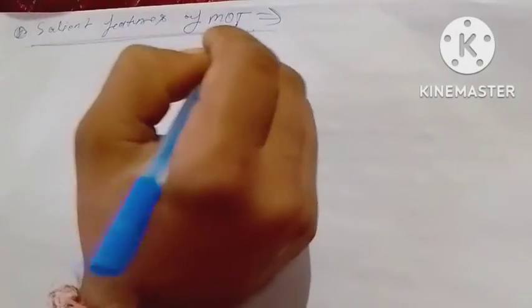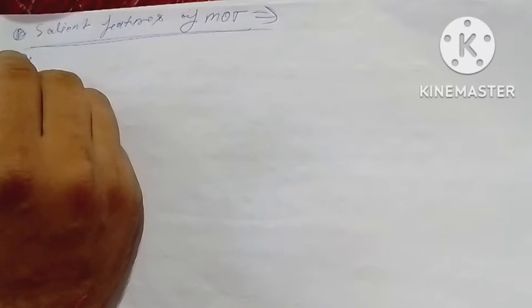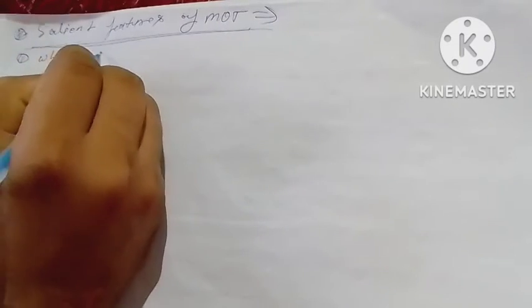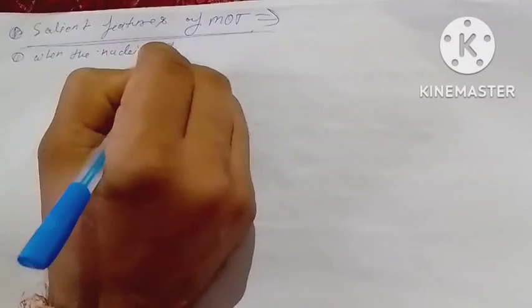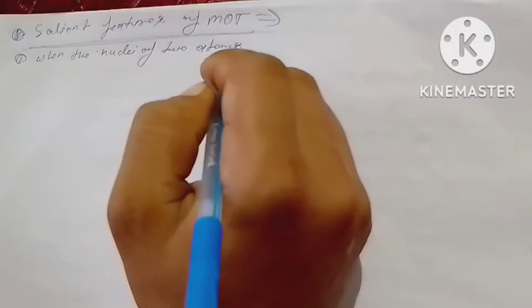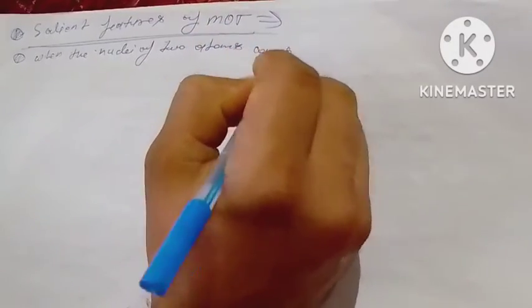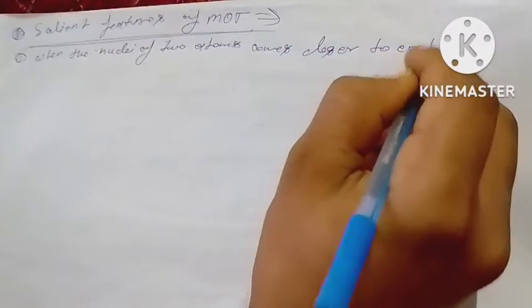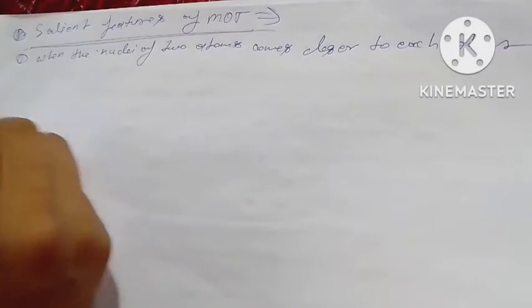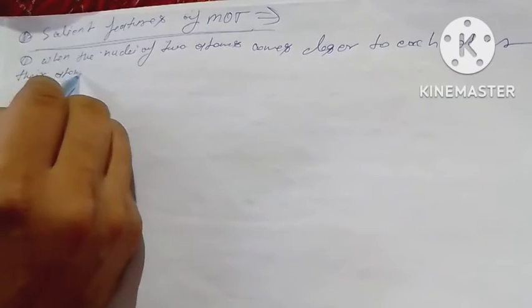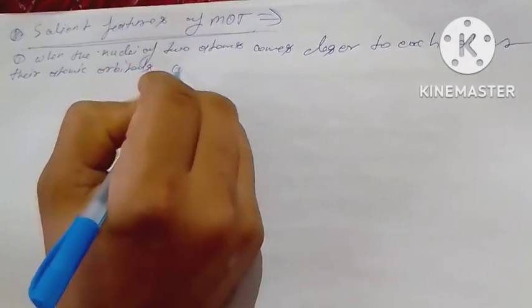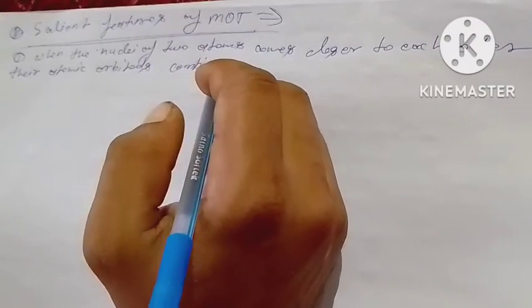Salient features of MOT. First point: when the nuclei of two atoms come closer to each other, their atomic orbitals combine to form molecular orbitals.